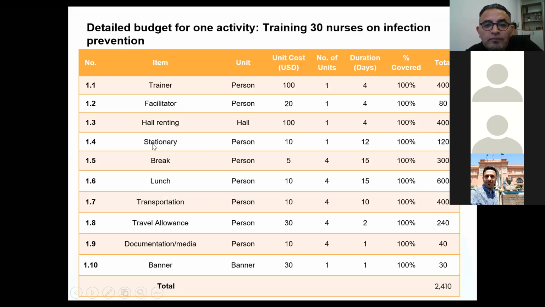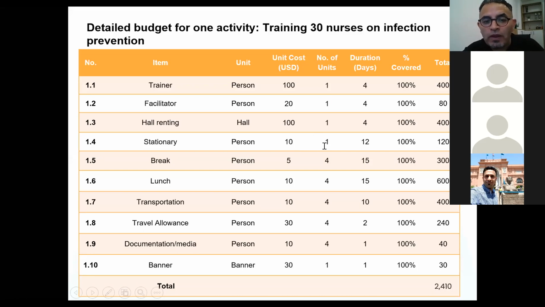Stationery. Stationery, we are charging for every person because we have 30 nurses. So we have $10 for each nurse. Number of units is 1. Here there is something wrong here.